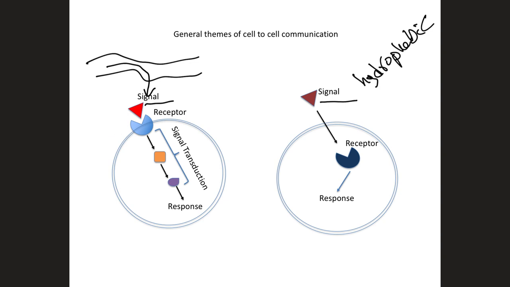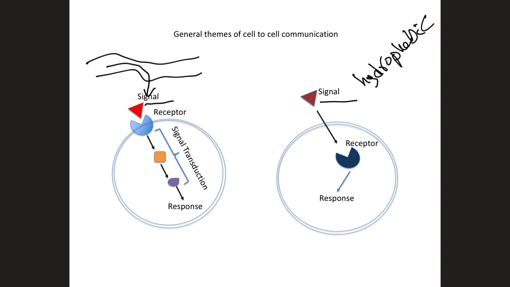As a result of this binding, the cell is triggered to send signals to other proteins and molecules within the cell, until a response is generated in the cell. Receiving the signal by the receptor and then transmitting it, this whole process is called signal transduction. So that is generally for water soluble signals.